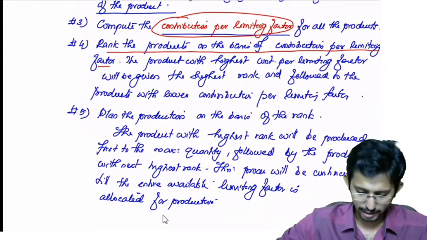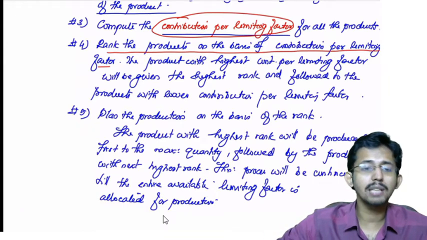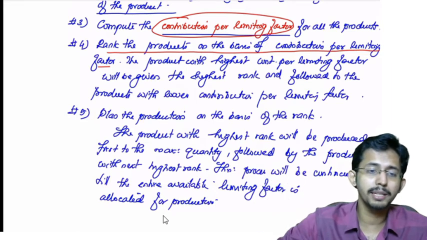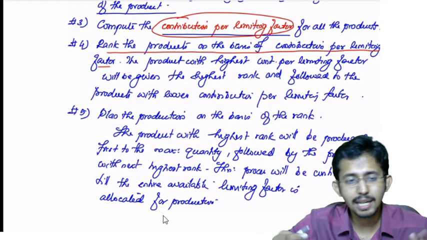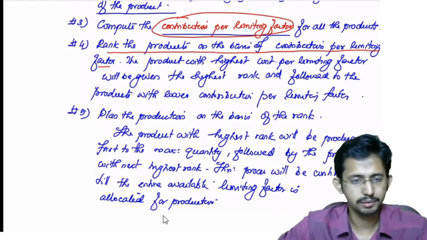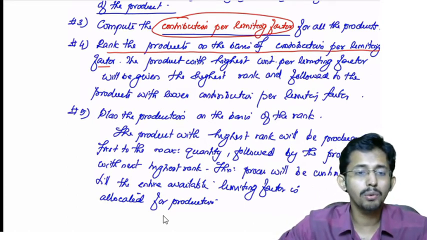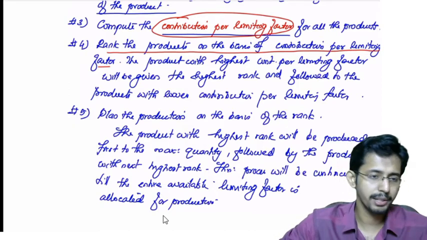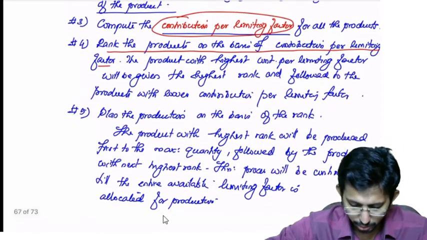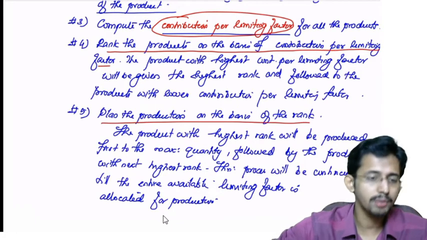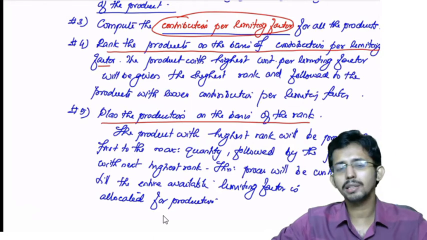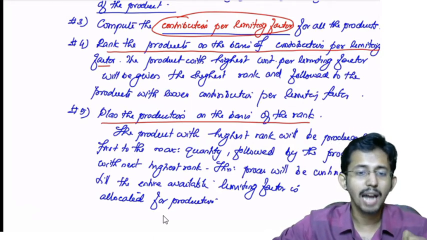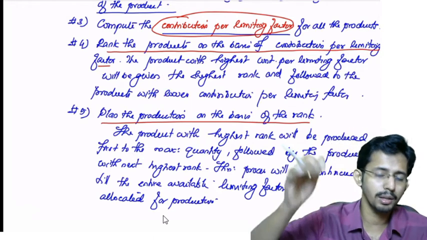And how to rank it? The product with the highest contribution per unit of limiting factor will be given the highest rank, then followed by the other products in the hierarchy of the order. Hierarchy of the order of what? Hierarchy of order of the contribution per unit of limiting factor. Then what you have to do? You need to plan the production on the basis of the rank. How to plan the production? Whichever product has got the highest rank, that has to be produced to the maximum quantity.